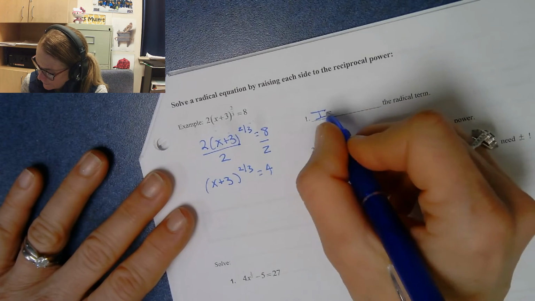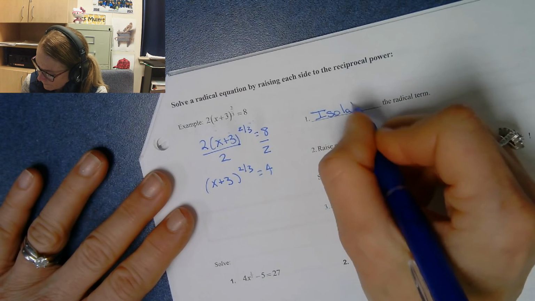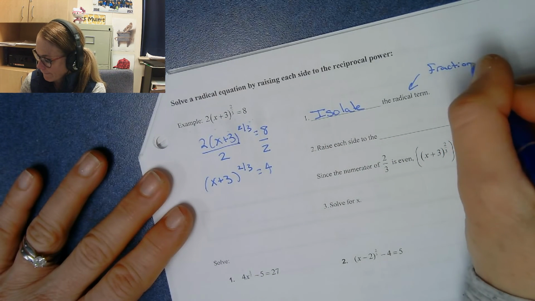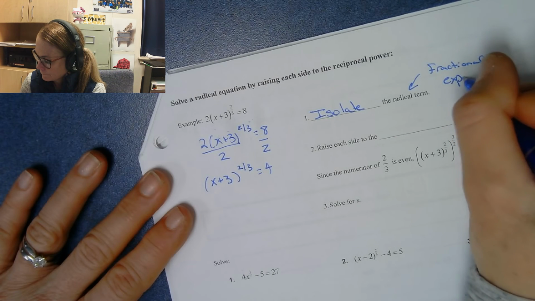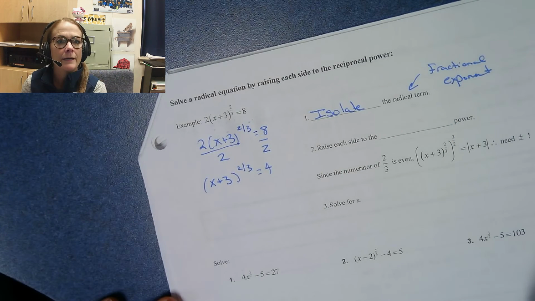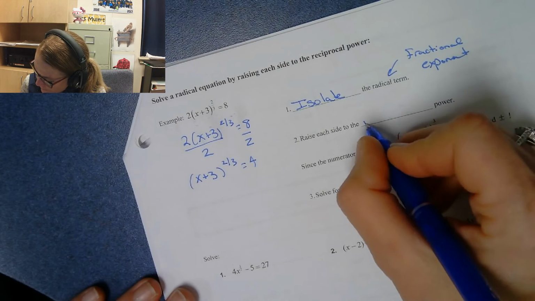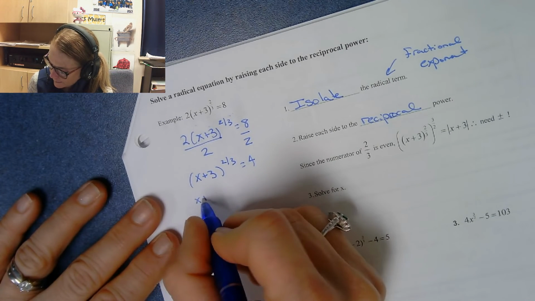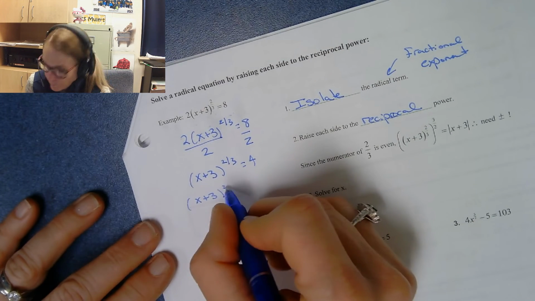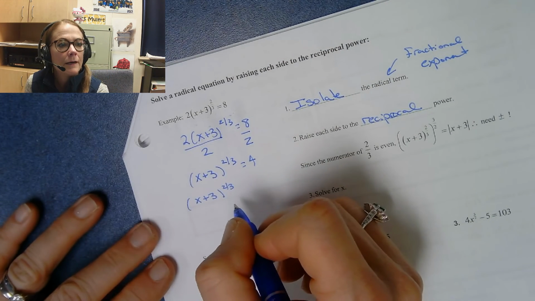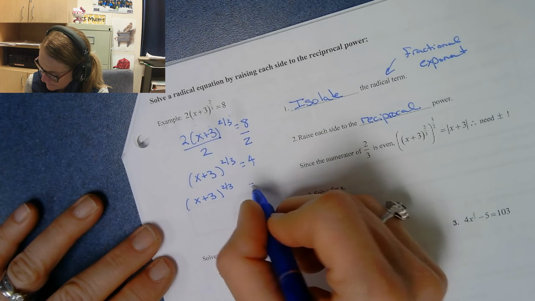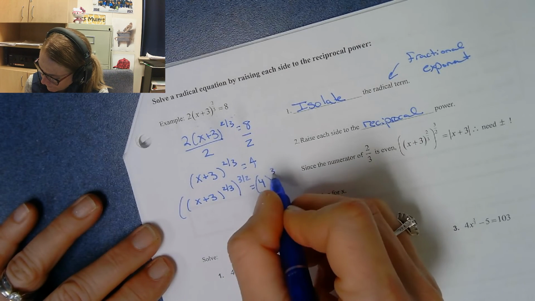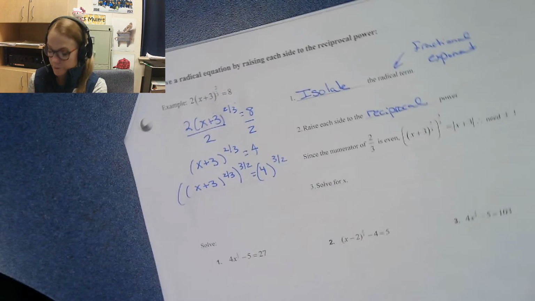So isolate the radical term, so that's when you have a fractional exponent. All right, now we're going to raise each side to the reciprocal power. So x plus 3 to the 2 over 3, we're going to raise that to 3 over 2. Okay, we're going to raise that to a 3 over 2.